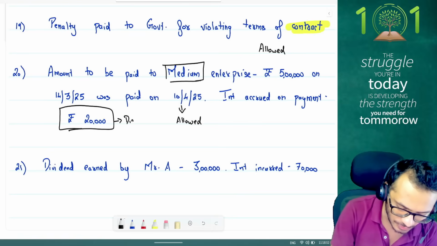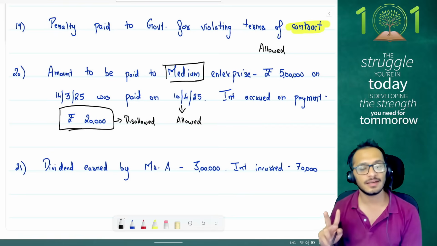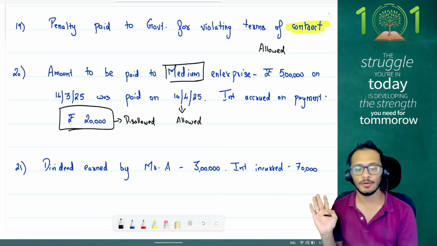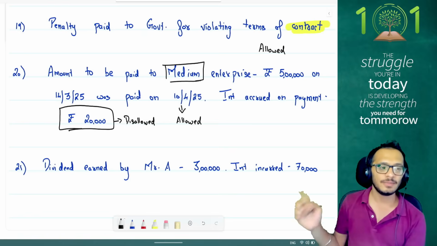Now, one thing which students have to keep in mind is when it comes to 43B, the payment model, micro and small are ones which are considered. But when it comes to interest, micro, small, and medium, all the three are disallowable. You have to keep that in mind. So please be careful, people.